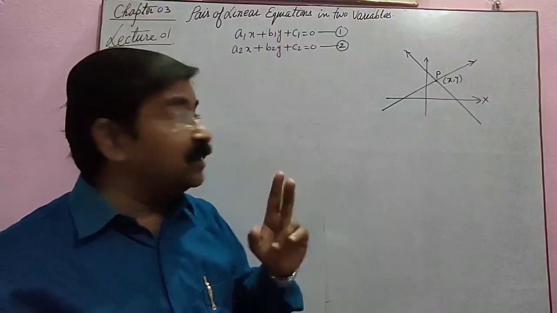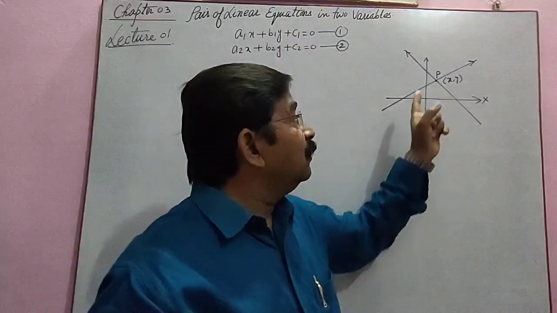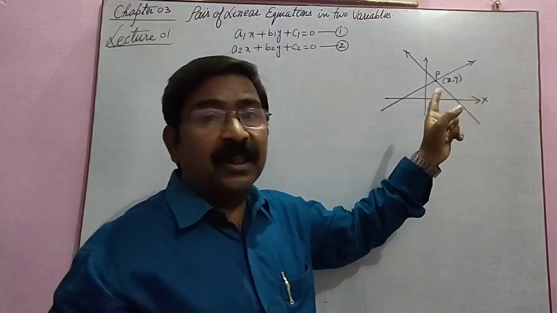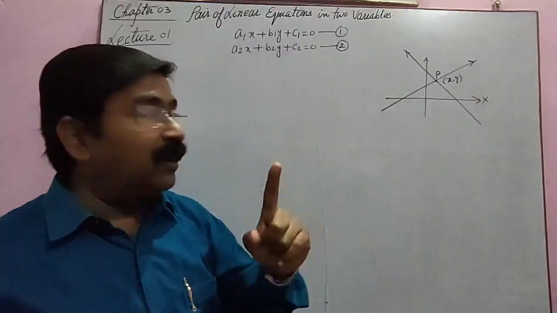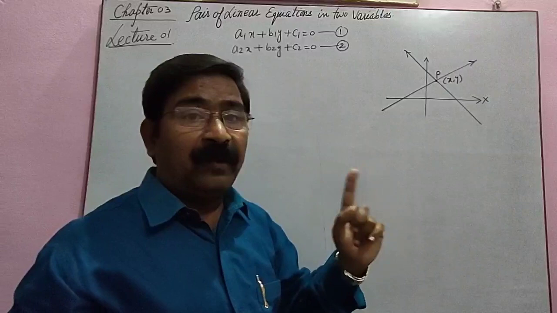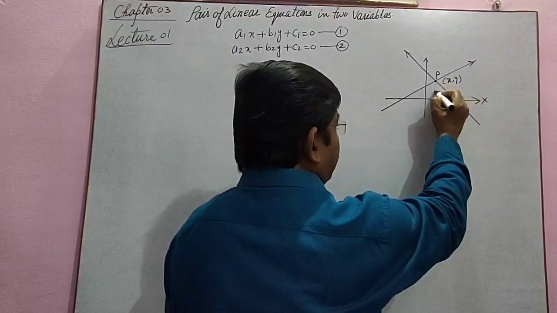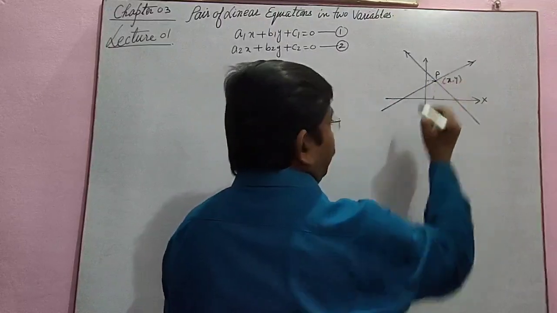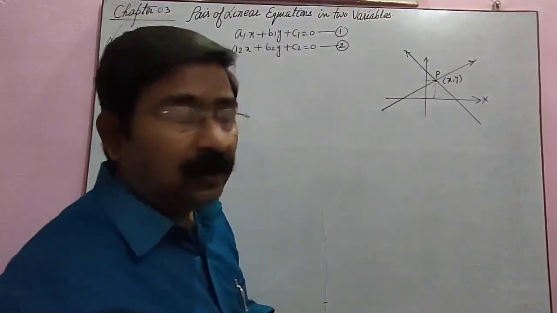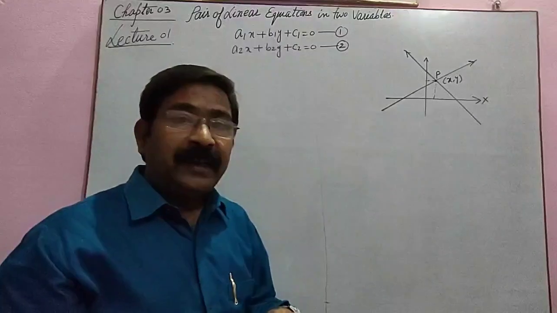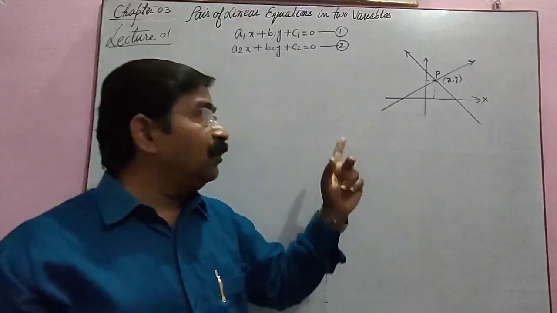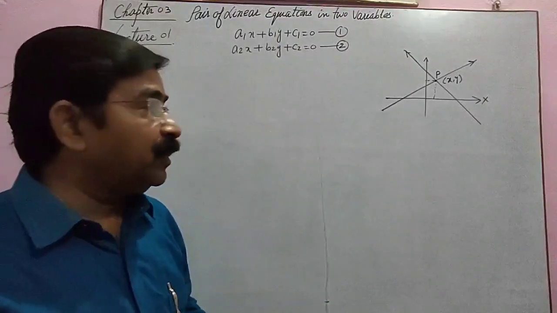When two lines intersect each other, we have a unique solution. Means only one value of x and only one value of y. By drawing perpendiculars on the axes, we can get the values of x and y. If two lines intersect each other, we have a unique solution.